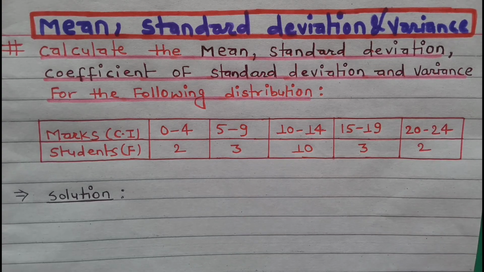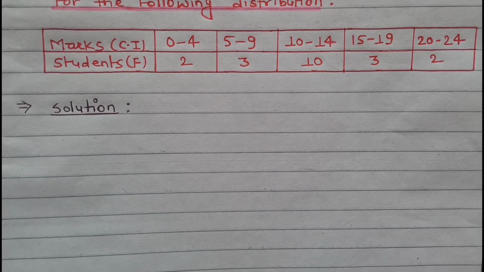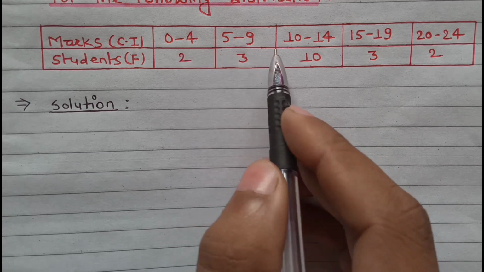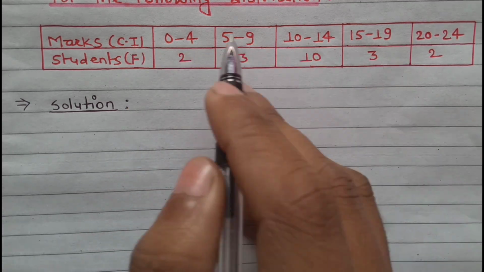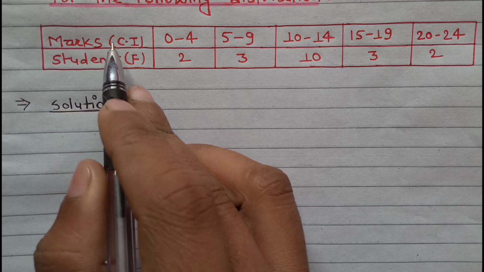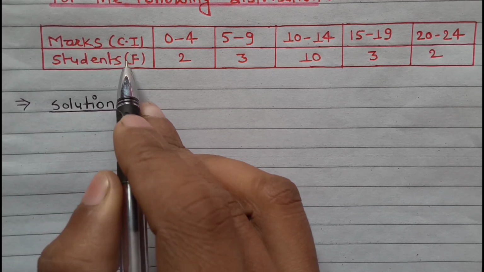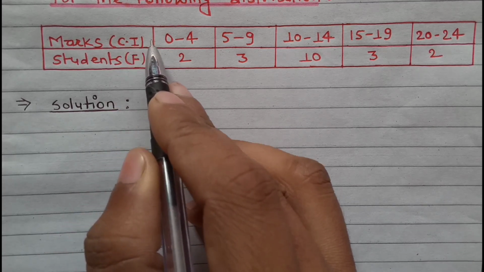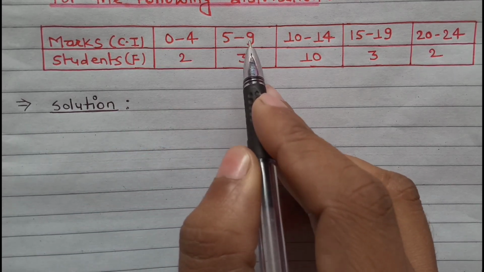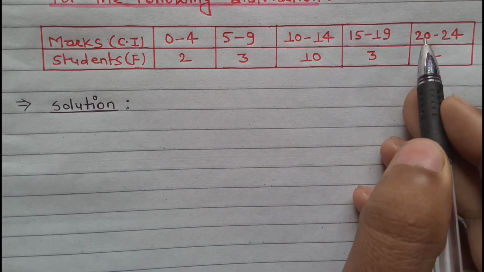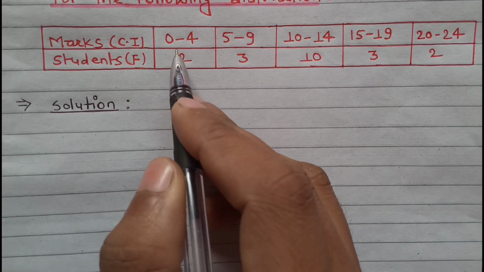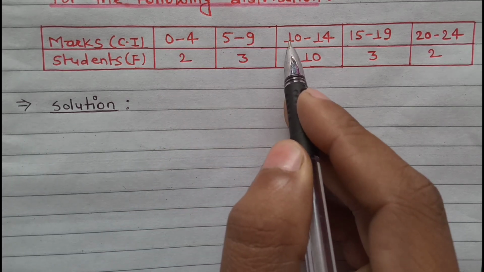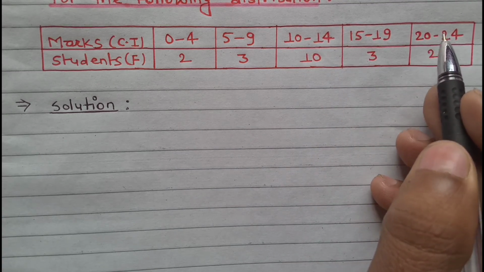Let's start this video. So this one is the question. We have to find mean, standard deviation, coefficient of standard deviation, and variance of this data. This data is a continuous series. The data has marks as class interval and students denoted by F. Marks are denoted by class interval Ci. The data is 0 to 4, 5 to 9, 10 to 14, 15 to 19, 20 to 24. Most students get confused if the data is 0 to 5, 5 to 10, 10 to 15, 15 to 20, 20 to 25.